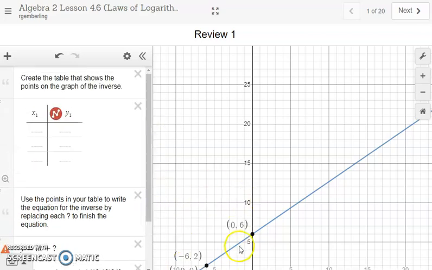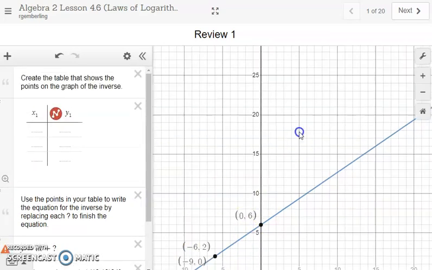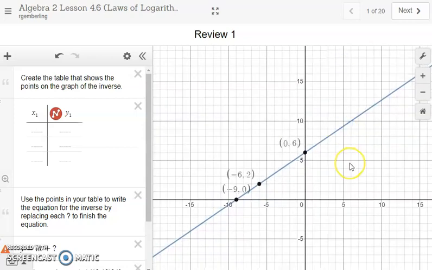If you're unable to see all 3 points, left click on the graph, slide the graph until you're able to see the 3 points. When you're finished, turn the video back on.